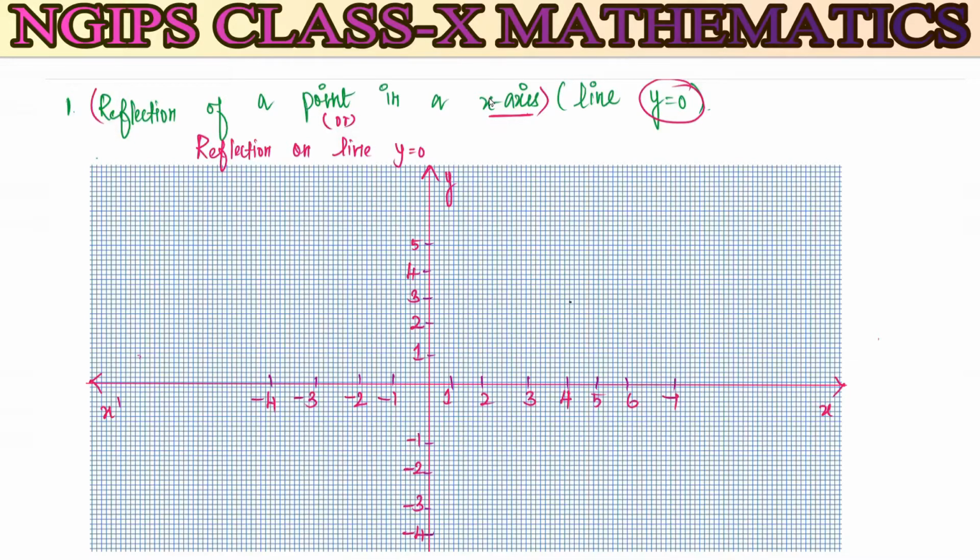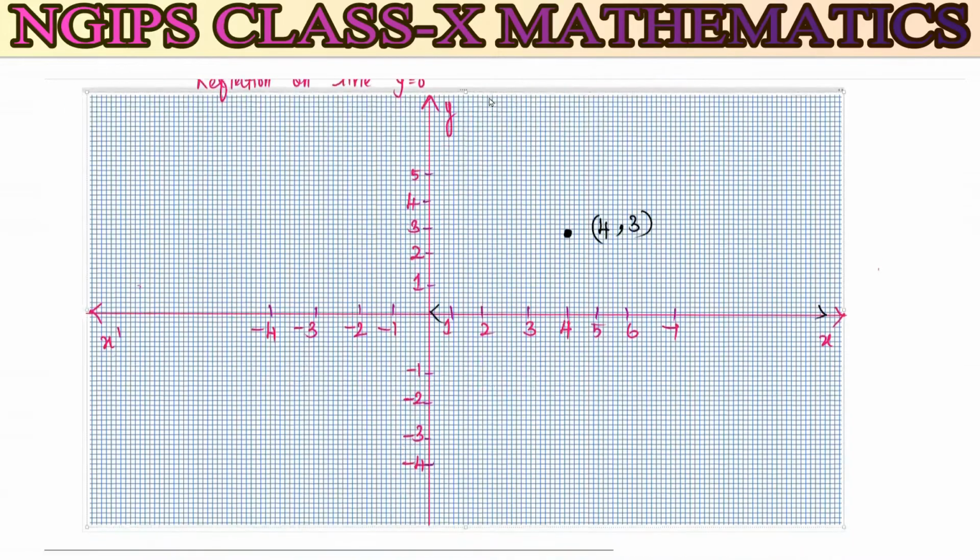Now here I am going to take the point. Here I have taken the x coordinate as 4 and the y coordinate is going to be 3. This is 4, 3. So when you are going to plot the point in the graph, here we need to find the reflection of this particular point in the x-axis. So the x-axis is going to be the mirror line for you. So with the mirror line, how will you find the reflection?